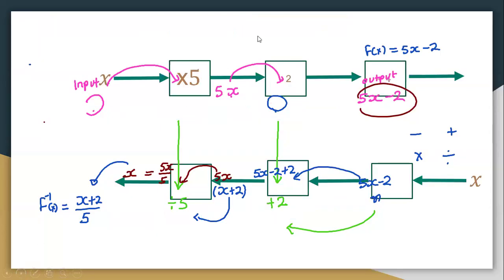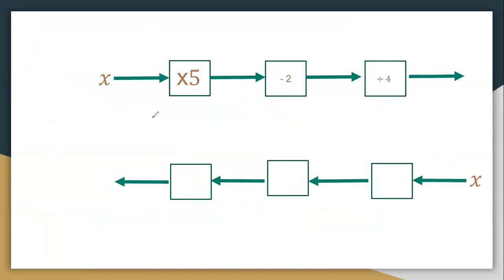Okay, I have another one here. Yes, so I'm going to ask you to get the input. Design your number machine. Yes, Martha.